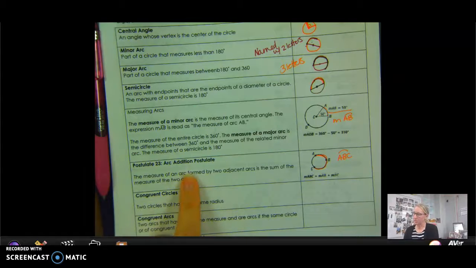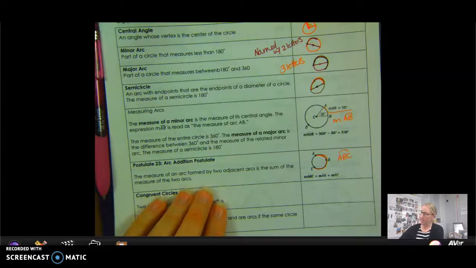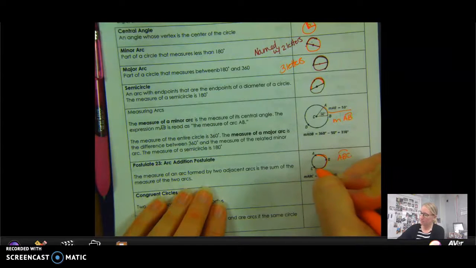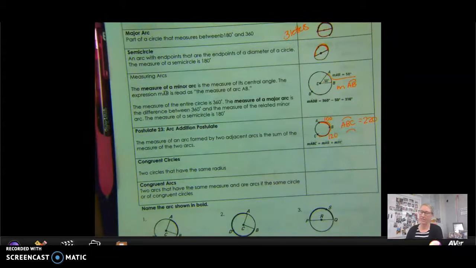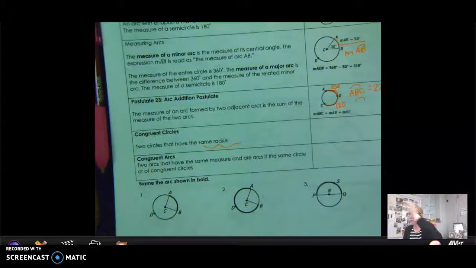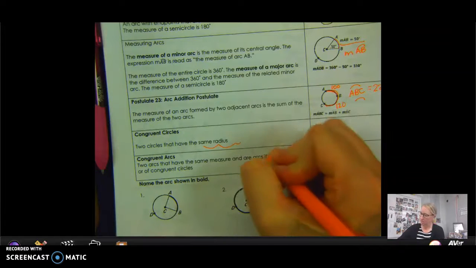Arc addition postulate, next one, would say that the measure of two adjacent arcs makes up the sum of the entire arc. So let's say AB is, let's say, 100 degrees. And C to B is 120. That means that arc A to B to C is equal to 220 degrees. Okay. Congruent circles are two circles that have the exact same radius. They would be exactly the same size. And then congruent arcs are two arcs that have the same measure and are arcs on the same circle or on congruent circles.